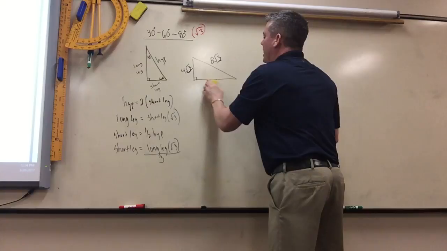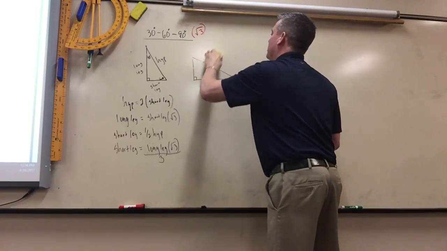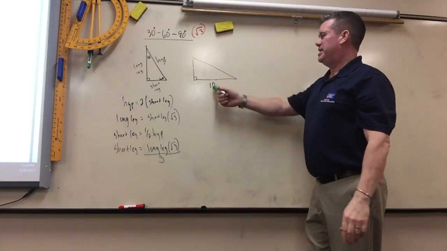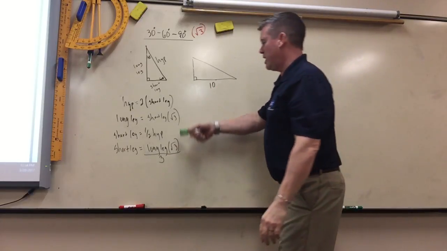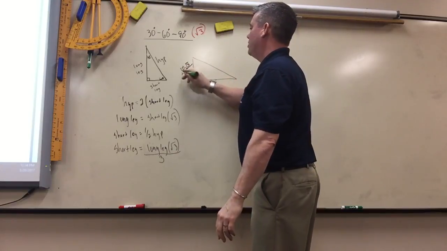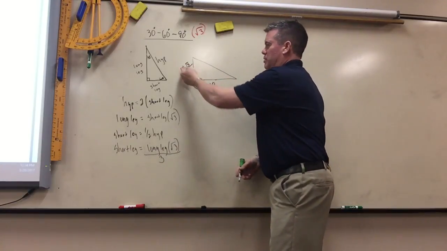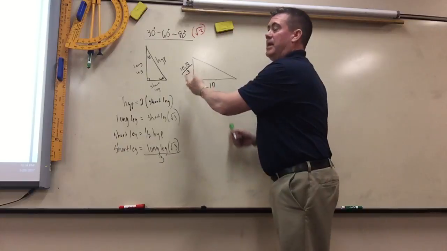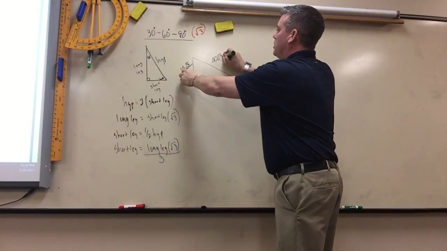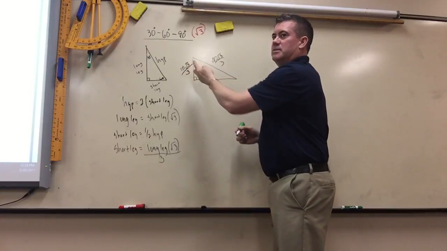Now, if it's odd, or say it's a number like that, you can't divide that by 3, so you just write it just like this. It's just 10 square roots of 3 over 3. You can't reduce 10 over 3. And then when you double it, all you got to do is double this number. 20 square roots of 3 over 3. Okay?